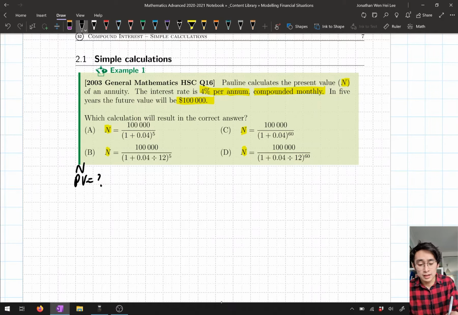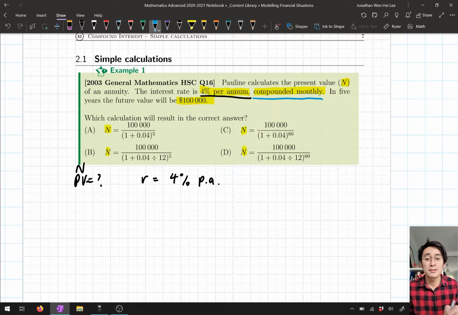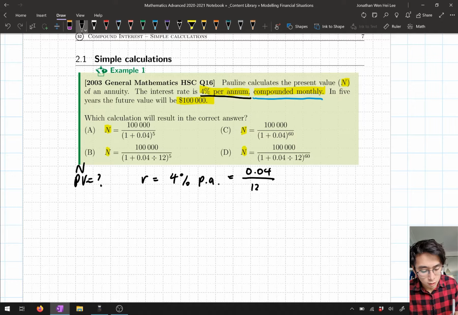What do we know? Well, they tell us that the interest rate was 4% per annum. So I'm going to write here 4% per annum. Great. But the following part is it's compounded monthly. So what I need to do is adjust this per annum interest rate to make it a monthly interest rate. So I'm going to need to divide this 4% by 12 because there's 12 months in a year. So I'm going to write this as 0.04 because 4% is just 0.04 as a decimal. I'm going to divide that by 12 in order to get that per month interest rate.